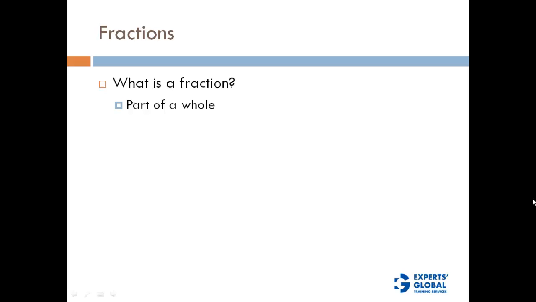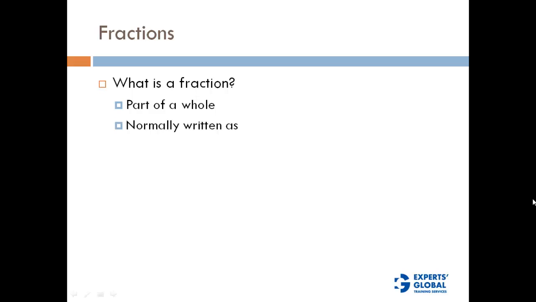Mathematically, a fraction is defined as part of a whole. So when we are talking about things like half an hour or 1.5 times, we are not talking about whole numbers, numbers such as 0, 1, 2, 3, 4, 5, 6, that way. Right? We are talking about numbers that fall between two whole numbers. So those kind of numbers are fractions. They are usually defined as part of a whole.